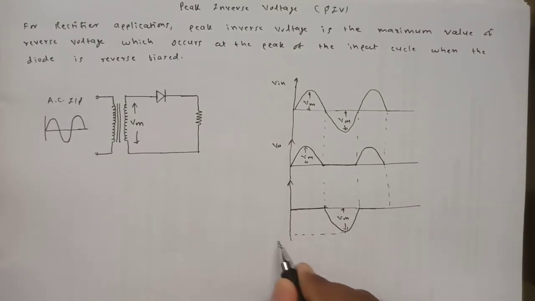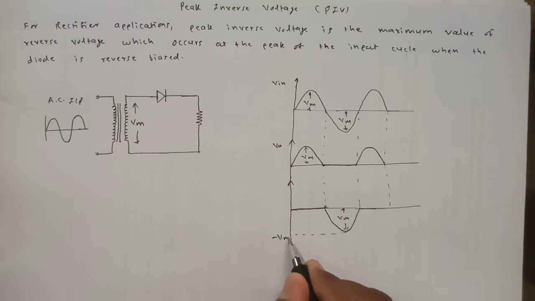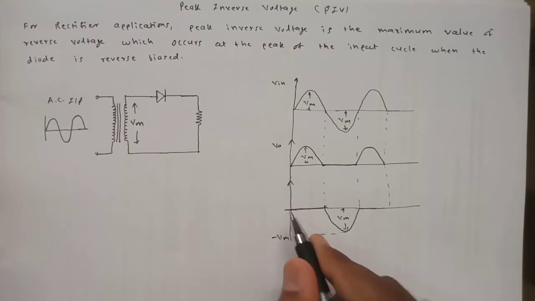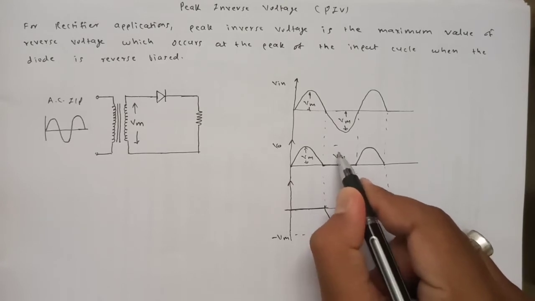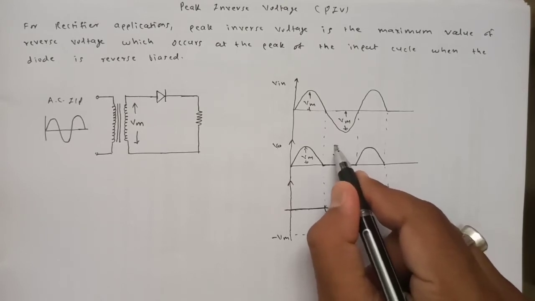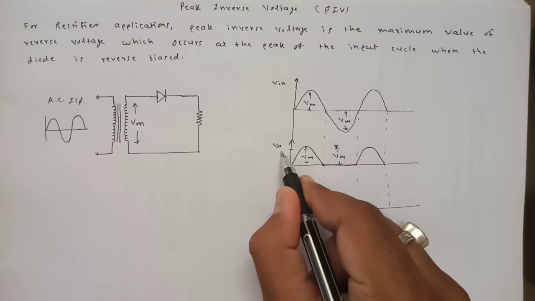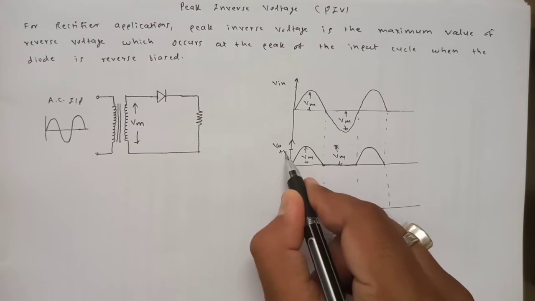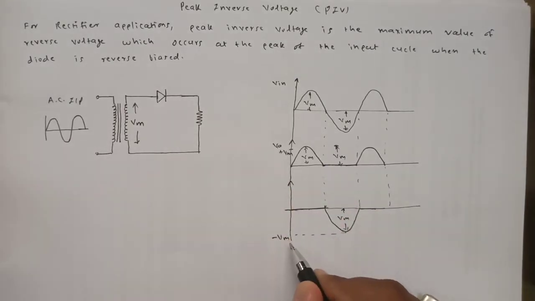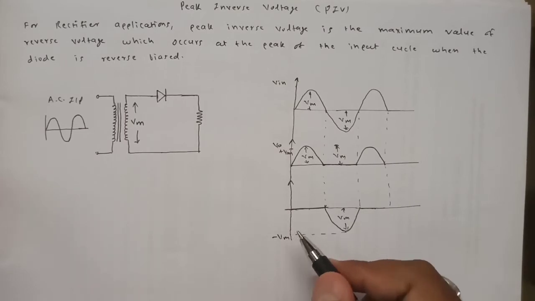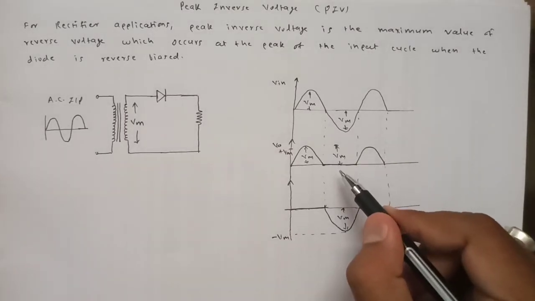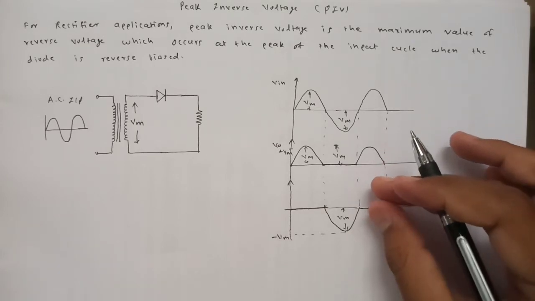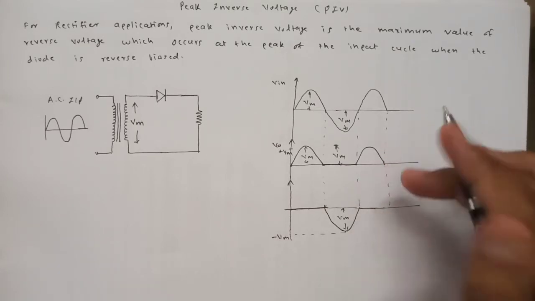Though its amplitude is Vm, the polarity will be minus Vm like this here. And here it is positive Vm. Means if we are considering the polarity, it's a positive Vm. Here it is minus Vm.